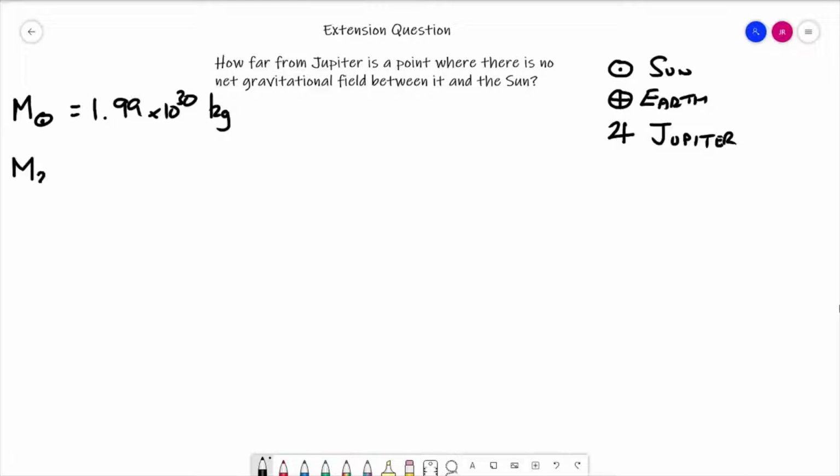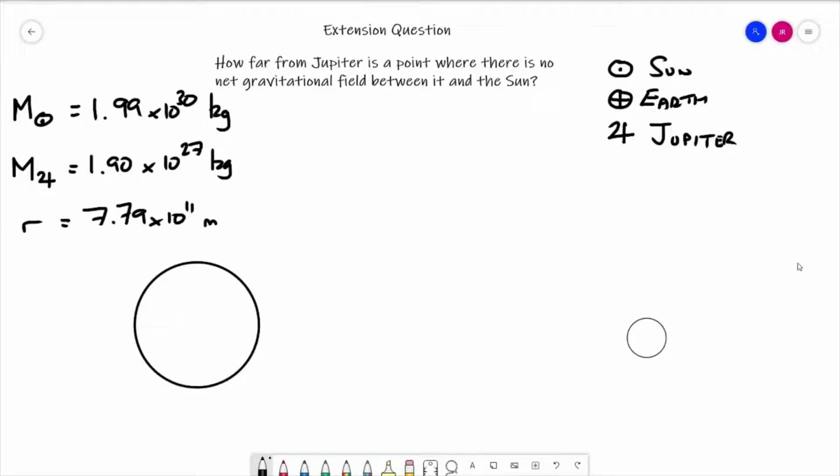So the mass of Jupiter is 1.90 times 10 to 27 kilograms, and the semi-major axis of orbit for Jupiter is 7.79 times 10 to the 11 meters. So there's all the data you need. What I suggest you do is, as usual, go away, pause the video, and have a go at that, see if you can come up with some answers, and then come back and I'll go through those answers for you.